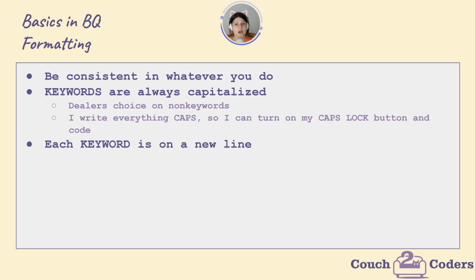Each keyword is on a new line. So if you remember in that other slide where we had select, from, and it was all in order and they were numbered, that's how I like to write my queries. Select is on one line, from is on a different, all the way down. And you'll notice that as we start going through the examples.